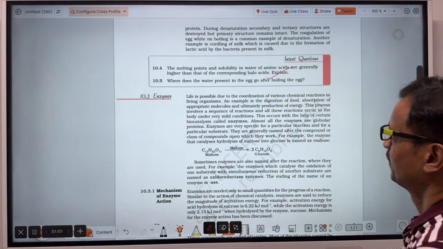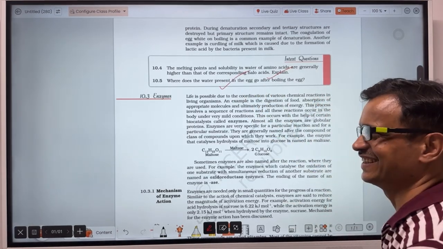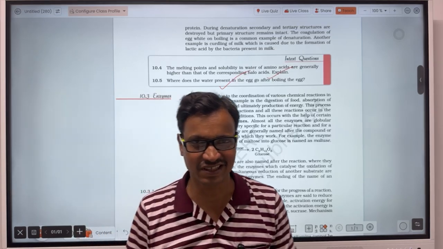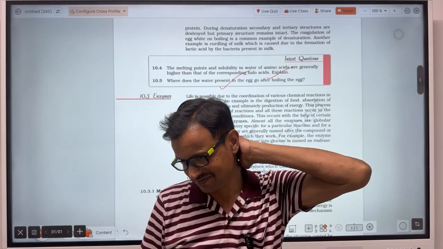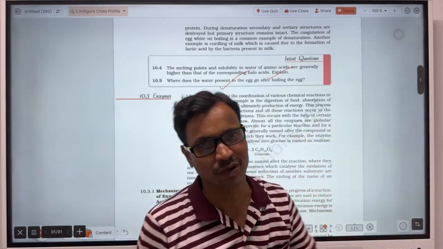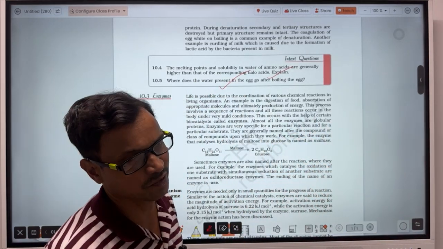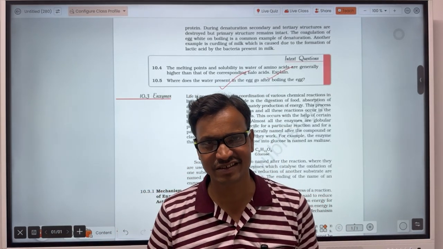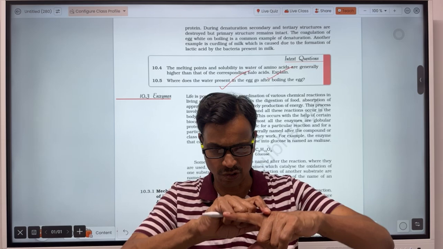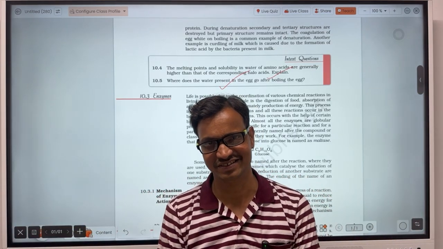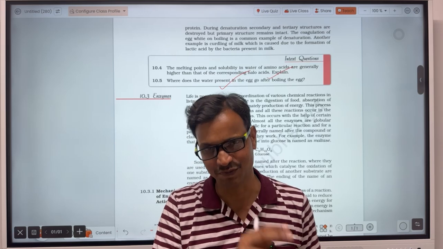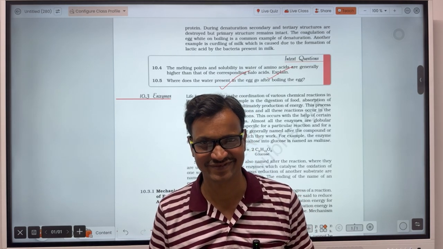That is where the water goes. In the protein, in the eggs, there is water. So where does that water go when you apply heat energy? Like amino acids in the protein, there is N-H bonding. So water will act over that and will dissociate a long chain polypeptide into small chain polypeptides.